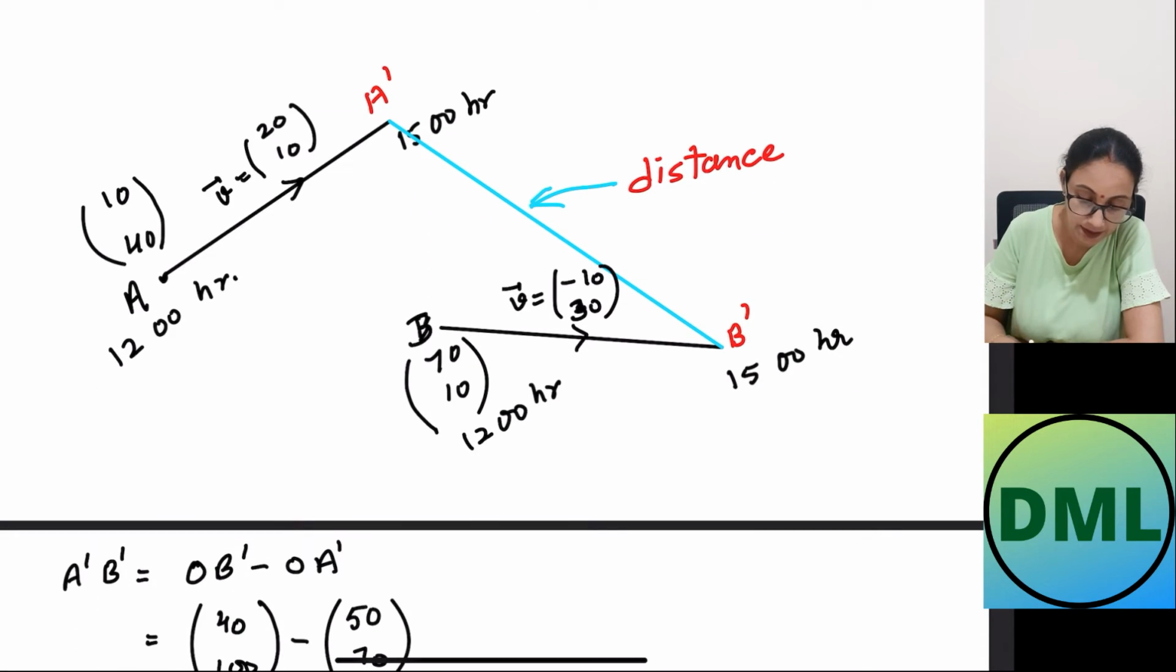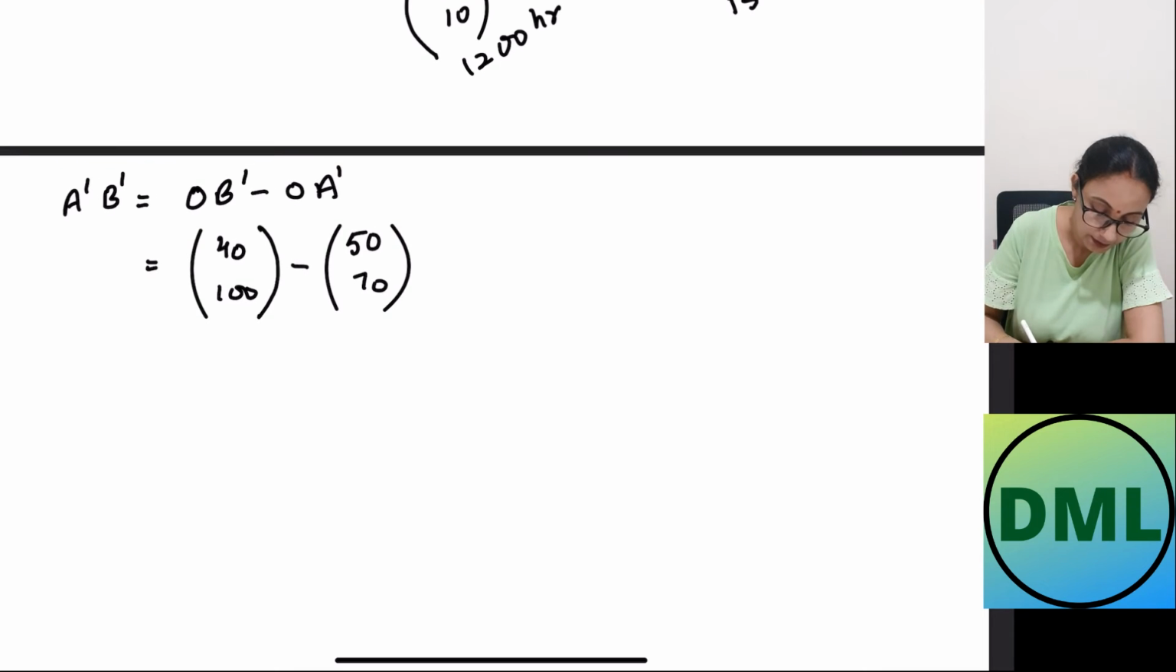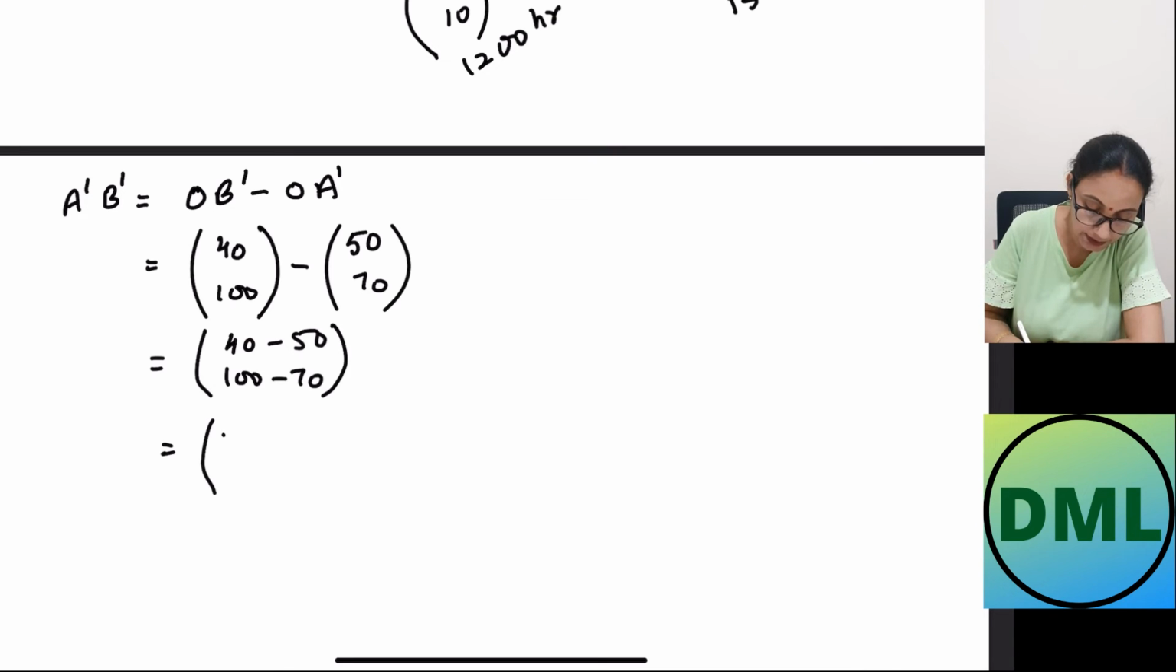Now as you can see, they reached the positions of A dash and B dash after 15 hours. Now I need to find out the distance between A dash and B dash. To find out the distance, these are vectors. So I need to find the vector A dash B dash first. If I write it in the position vector form, that will be OB dash minus OA dash. OB dash is 40, 100 and OA dash is 50, 70. So I need to solve it. That will be equal to 40 minus 50, and 100 minus 70. So that is minus 10, and this will be 30.